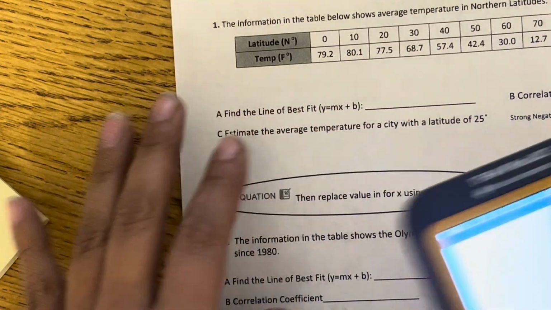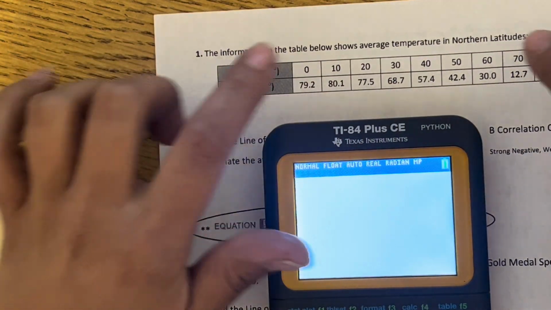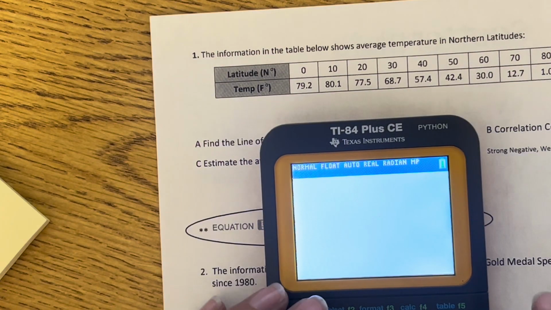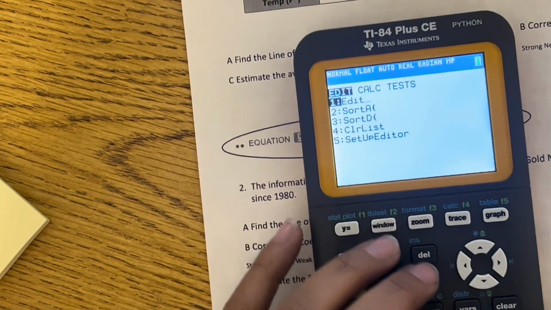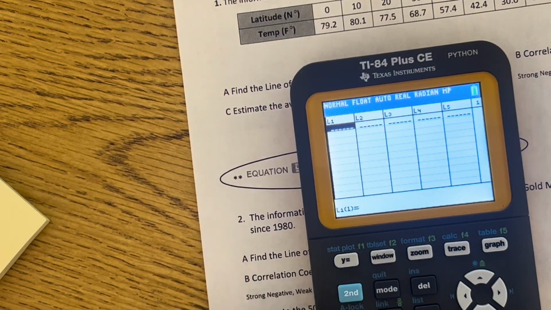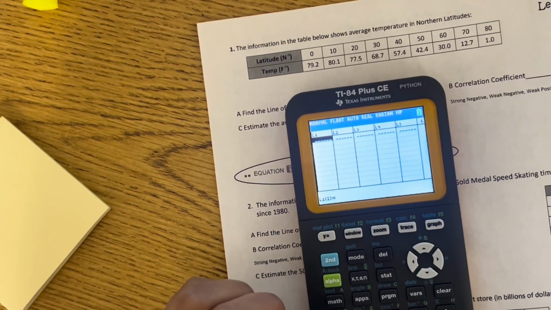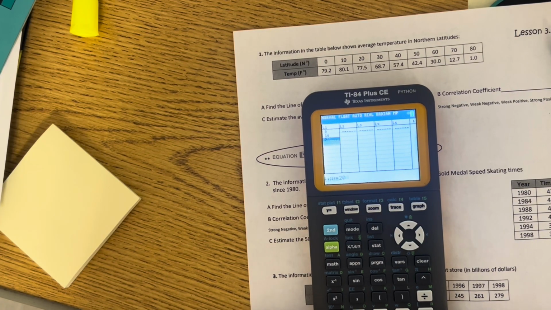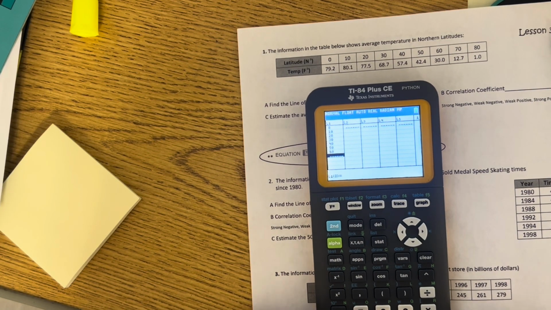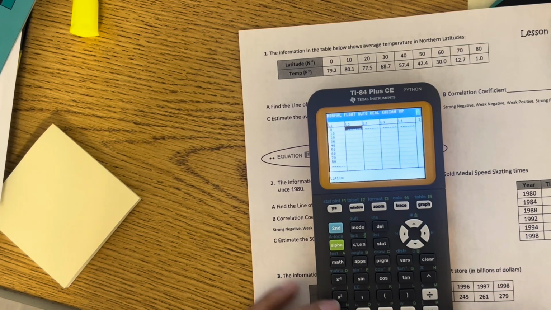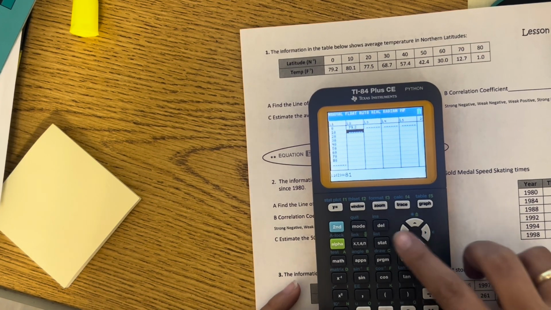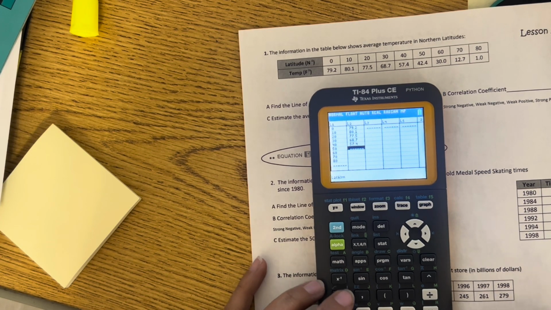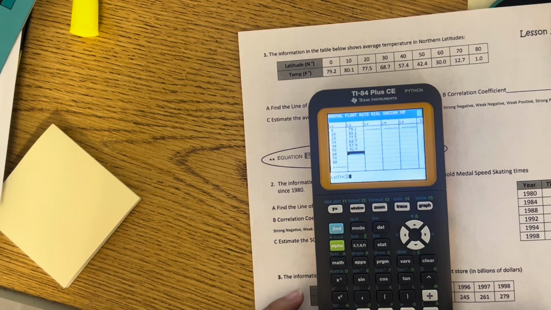If I look at number 1, what you would do, like any table, is type this into stat. Now this isn't like in chapter 3 part 1 where you just type in the first 2. On a correlation coefficient, you have to type in every single value for X. So, let me zoom out a little bit. If I look at my example on number 1 from my notes, I have 0, 10, 20, 30, 40, 50, 60, 70, and 80. And then on my Y's, 79.2, 80.1, 77.5, 68.7, 57.4. So kind of like what we did with slope and y-intercept, nothing different there.